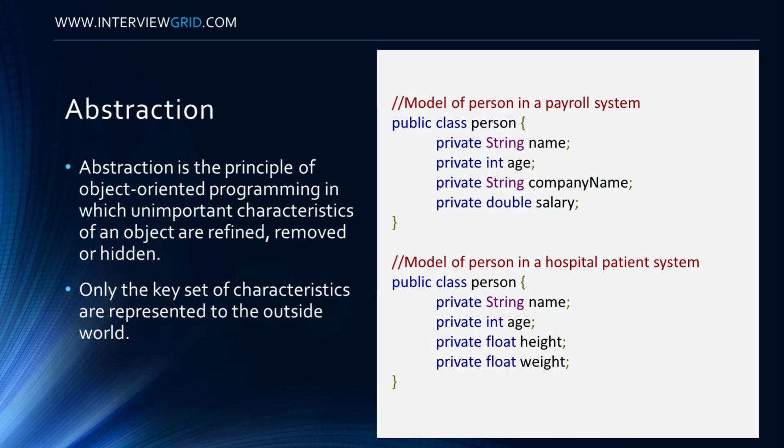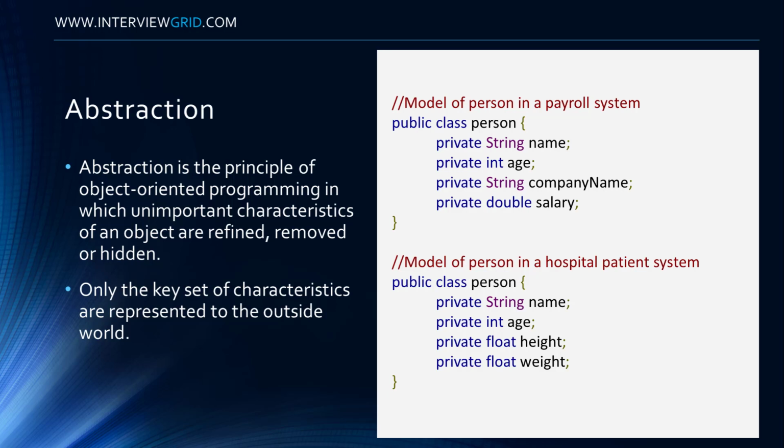Abstraction. Abstraction is the principle of object-oriented programming in which unimportant characteristics of an object are refined, removed or hidden, and only the key set of characteristics are represented to the outside world. In other words, abstraction is the principle of perceiving real-life things from a particular perspective, based on the system we are designing, focusing only on those aspects that are relevant to this system and ignoring all other aspects.